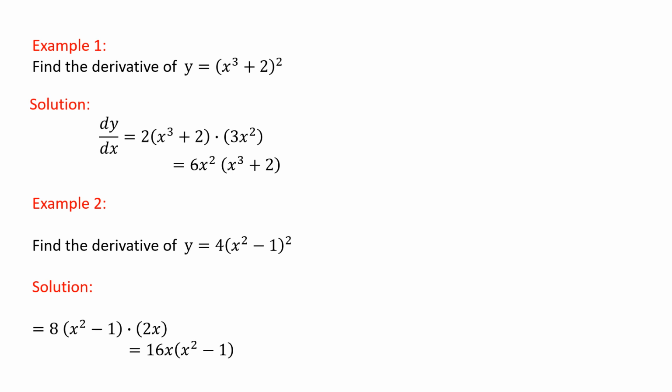Find the derivative of y equal to (x^3 + 2) the whole squared. So the derivative of y will become dy by dx, or I can say y' is equal to, so here the power is 2. So let me bring the power 2 here, keeping the inside term as it is, that is x^3 + 2.